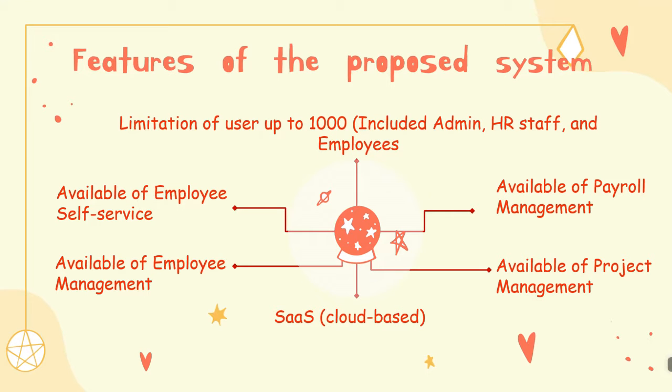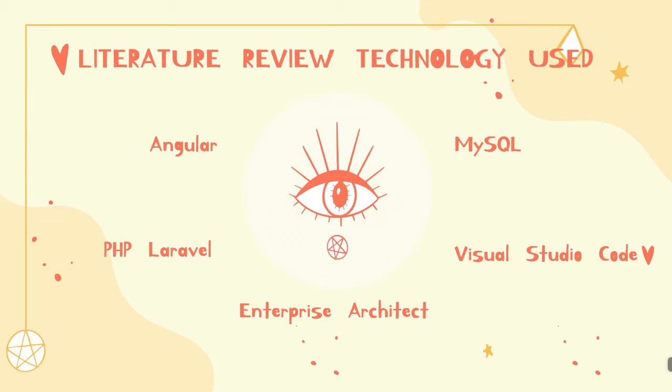After research and comparison, it is determined that the proposed system will have the functions of employee self-service, employee management, payroll management, and project management. In addition, the user limit of the human resource management system should reach 1,000 people, and it should be a SaaS cloud type. For this proposed system, the technology that will be used is shown in this slide.